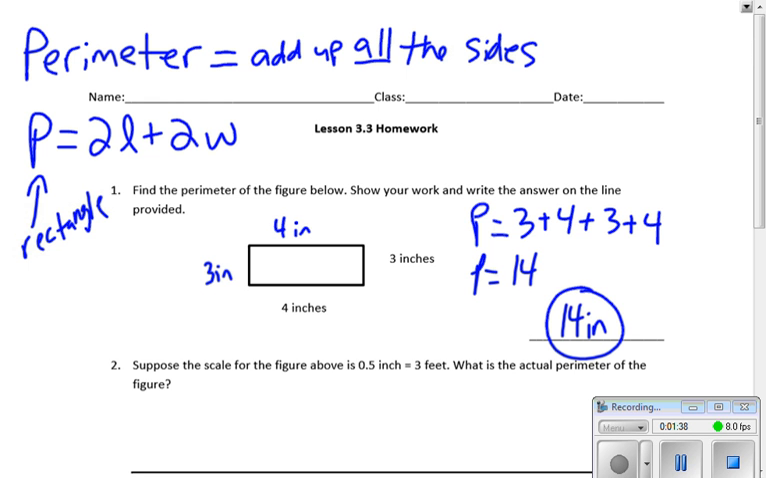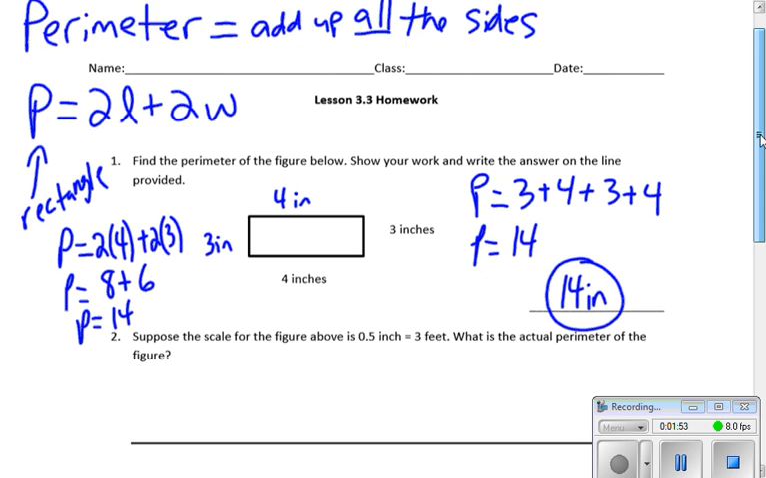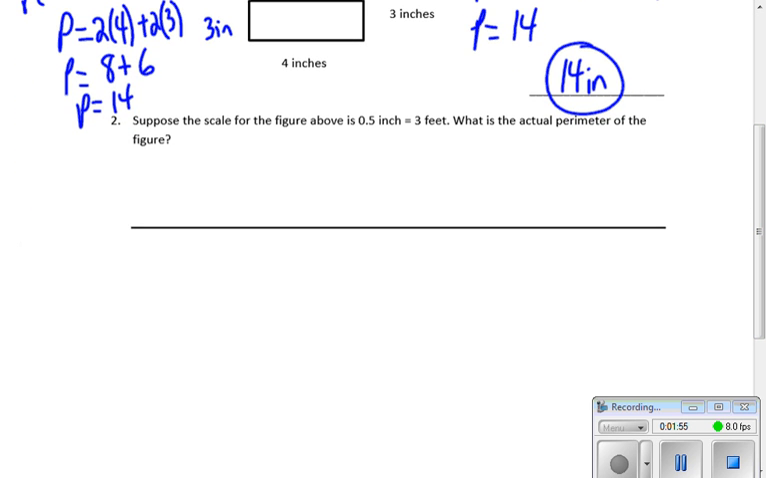The other way, perimeter equals 2L plus 2W. So 2 times 4 plus 2 times 3, which is 8 plus 6, which is 14. Same answer. Now, number two has to do with a scale.